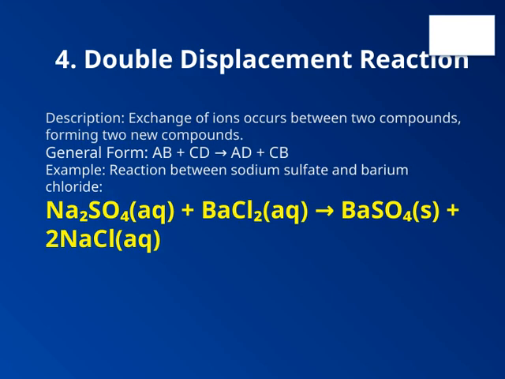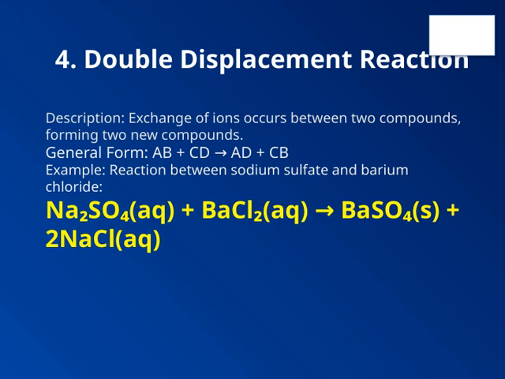Let's talk about the double displacement reaction. This type of reaction involves the exchange of ions between two compounds. Essentially, the ions switch places to form two new compounds. It's a bit like a swap meet in chemistry. The general form of this reaction can be written as AB plus CD, resulting in AD plus CB.